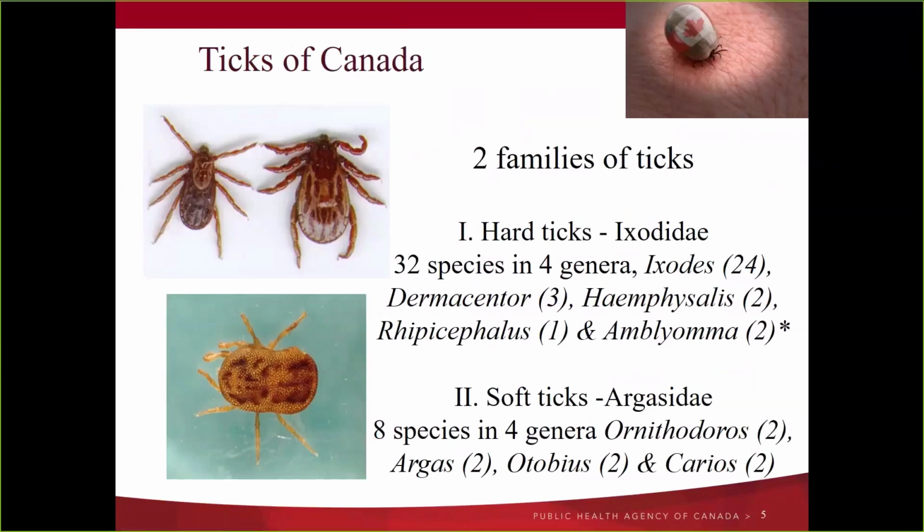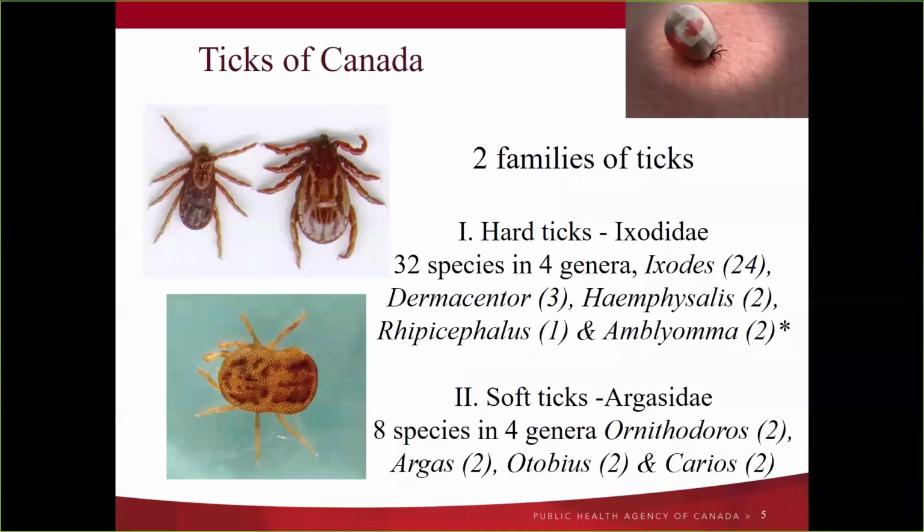Fortunately, in Canada, we don't have a huge number of ticks. There's only about 40 different species that we see with regularity in Canada, of the 900 species on a global basis, so our fauna is quite sparse. We have two families, the hard ticks, Ixodidae, and the soft ticks, Argasidae.